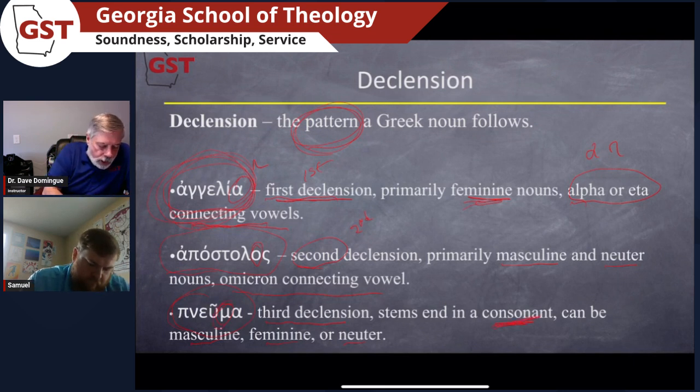So when it has a consonant stem ending, it's going to be in the third declension, and the word itself can be masculine, feminine, or neuter. In this case, it's neuter. Make sense?